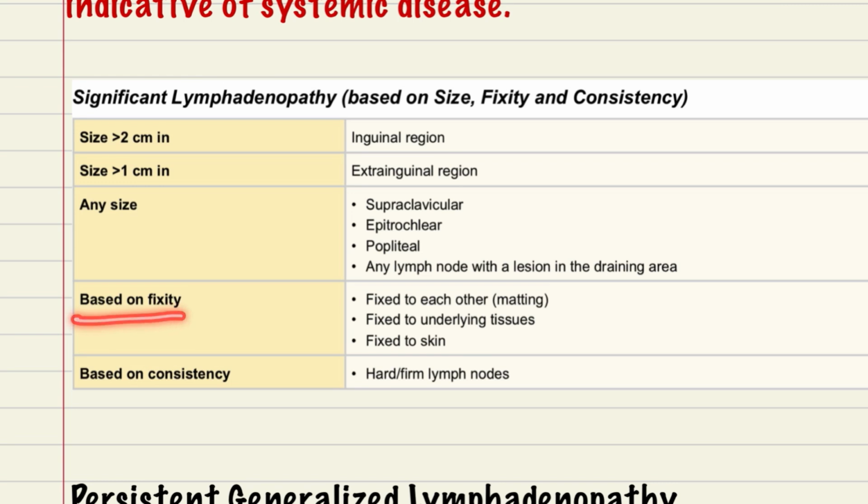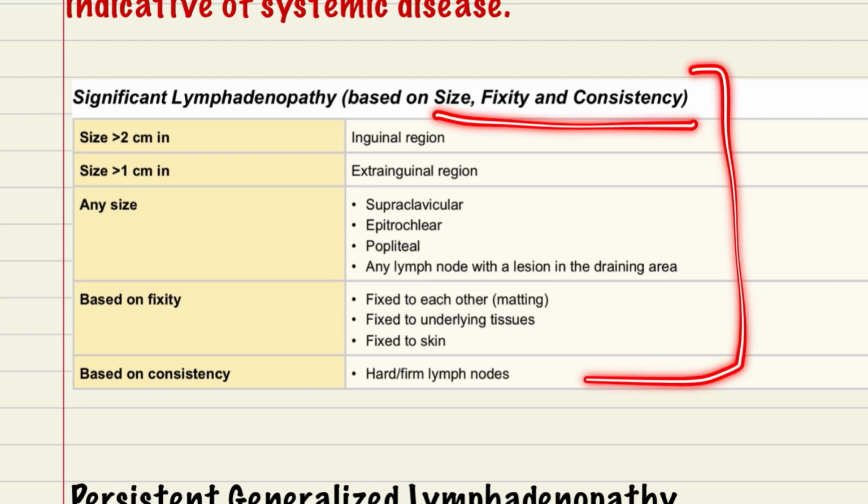Based on the fixity, if the lymph nodes are fixed to each other, called matting, seen in TB, and if it is fixed to the skin or fixed to the underlying tissues, then also it is a significant lymphadenopathy. And based on the consistency, if it is a hard or firm lymph node, then also it is very significant lymphadenopathy. So significant lymphadenopathy is judged on the basis of size, fixity and consistency.